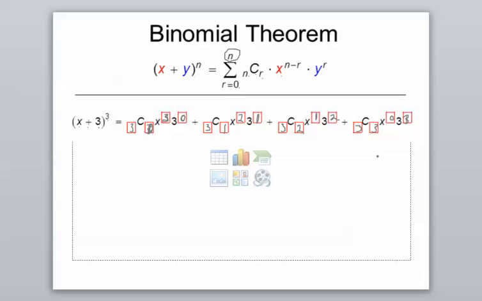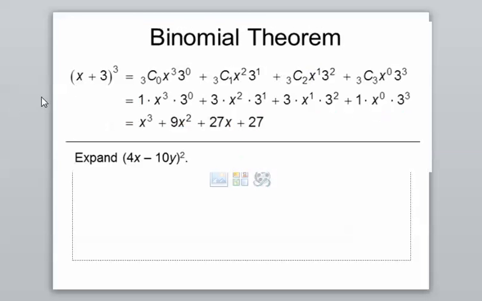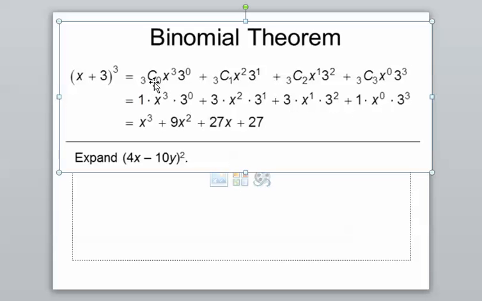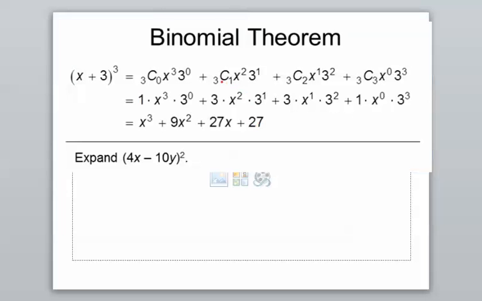Okay? Well, these aren't that hard. It's just a matter of filling these values in and doing that. And you can see when we get there, it looks like that, right? Well, the combination of 3 taken 0 at a time is a 1. X to the third, 3 to the 0th is a 1. That won't change any. Combination of 3 things taken 1 at a time is 3. X squared, 3 times 3.